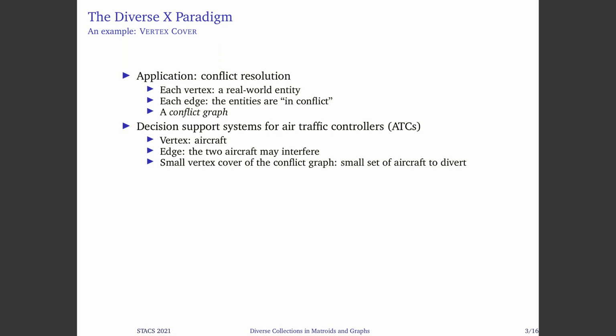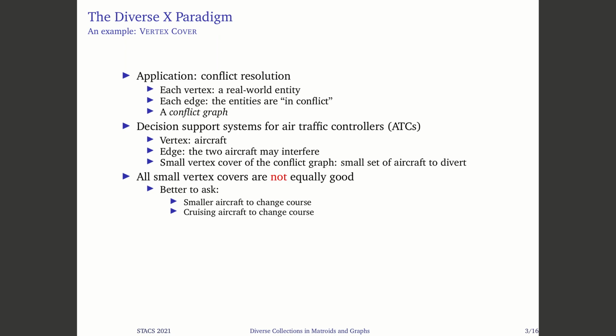In this case, the vertices in the conflict graph are aircraft, and there is an edge between two vertices if there is a chance that the corresponding aircraft may interfere with each other. And a small vertex cover of this conflict graph gives us a small set of aircraft to divert from their current paths, so that the chance of interference goes away.